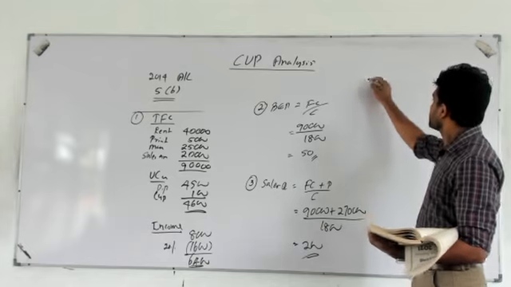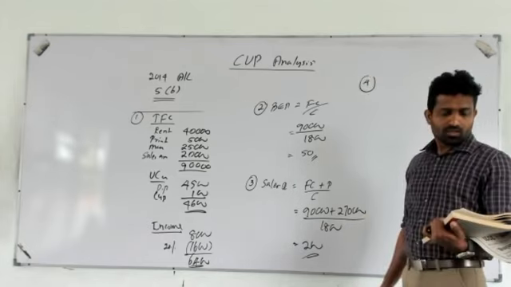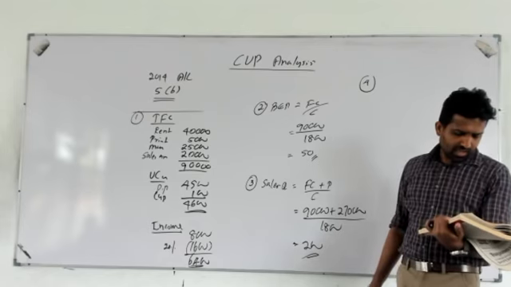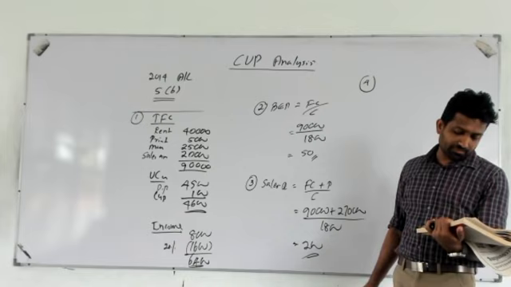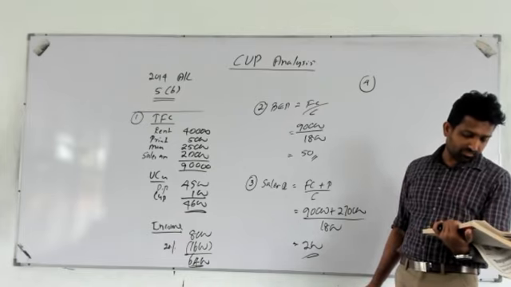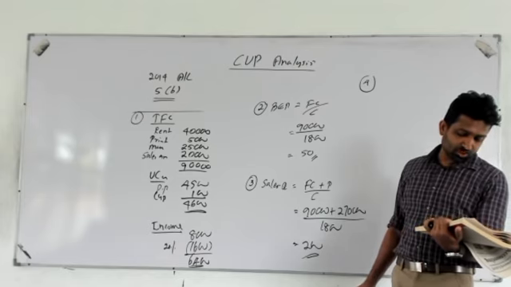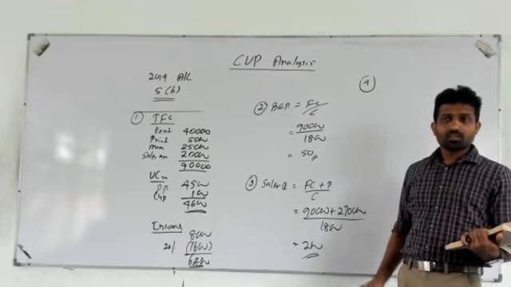Fourth one: profit earned at 100 units of sales when 10% commission on the selling price is paid to the manager for every unit sold, in addition to the allowance paid to the manager.